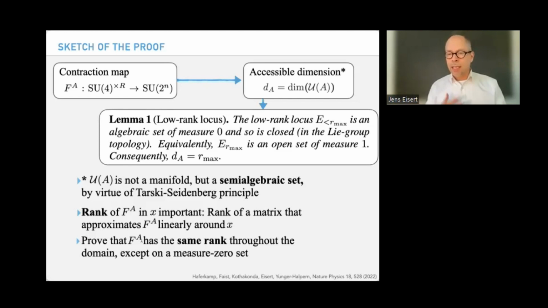So in slightly more technical terms, the low rank locus is an algebraic set of measure zero. So it basically never happens, probabilistically speaking, and is close to the Zariski topology. Equivalently, the set of maximum rank is an open set of full measure, and hence this accessible dimension is for almost all points this maximum rank. And again, that's not a detail, but we put things upside down and we just have to look at these sufficiently generic situations.